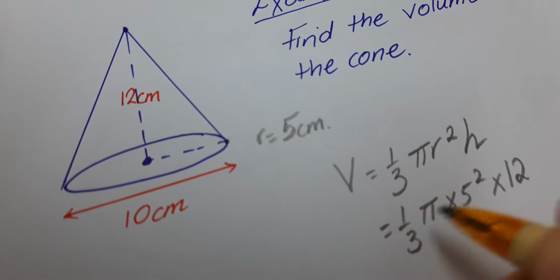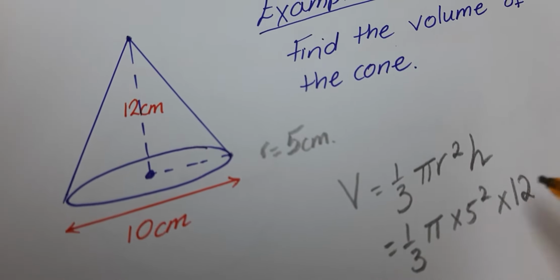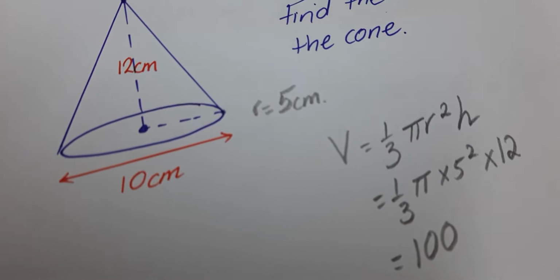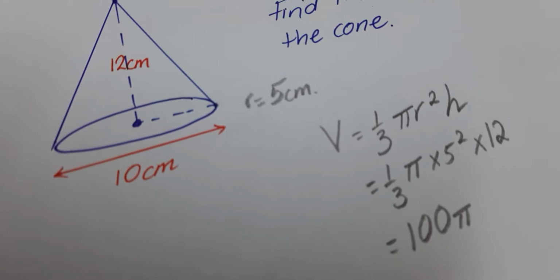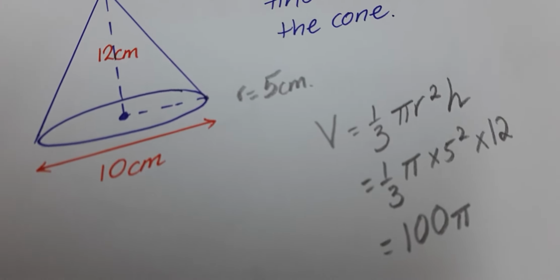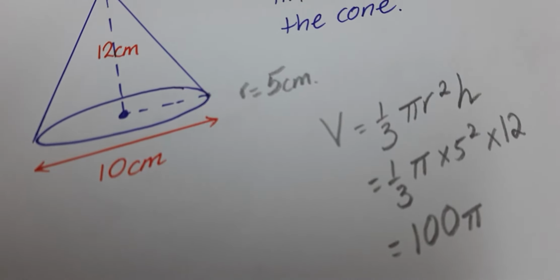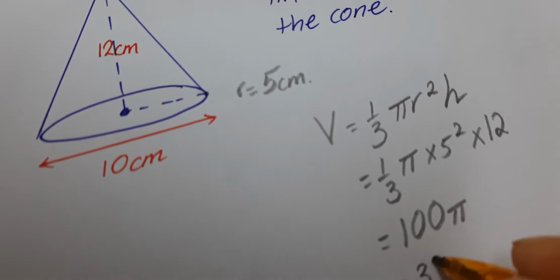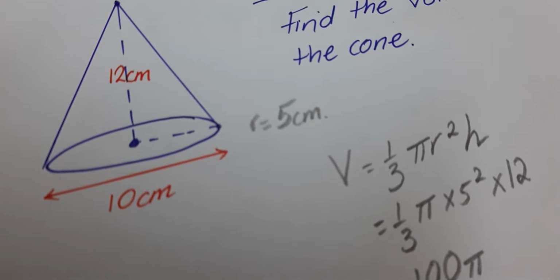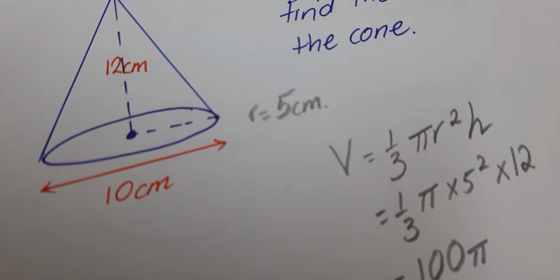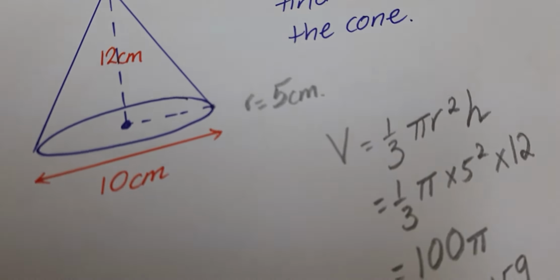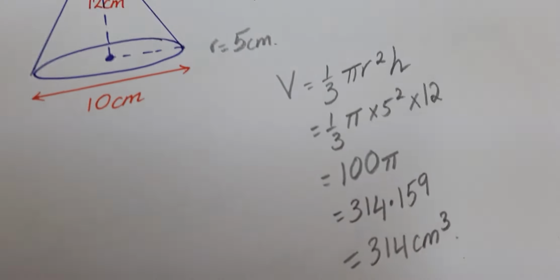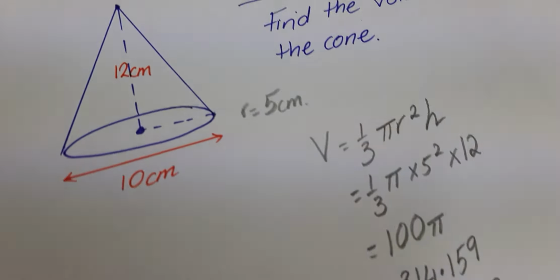I usually just calculate these first. I say 1/3 times 5 squared times 12, and that will come to 100, and then I hit pi on my calculator, so it's 100 pi. So I can actually work that one out in my mind even. I know that pi is 3.14. If I multiply 3.14 by 100, it will come to 314. However, I will do that on my calculator, and it will come to 314.159, which to three significant figures is 314 centimeters cubed. So that's the second example done.